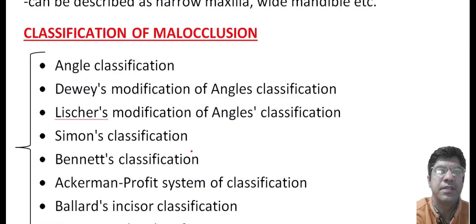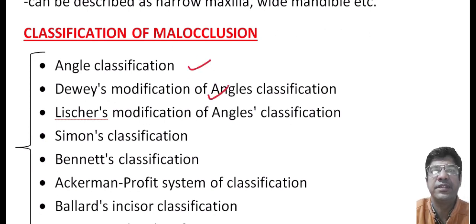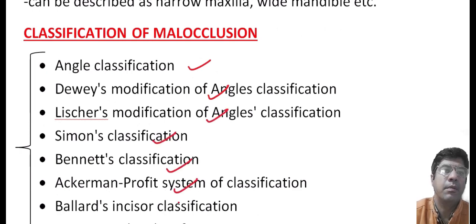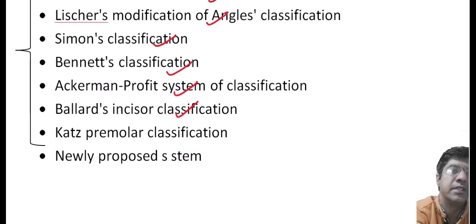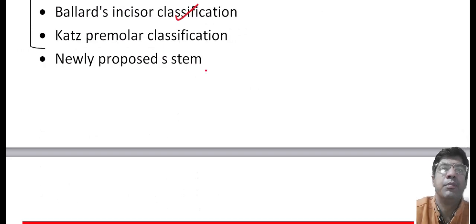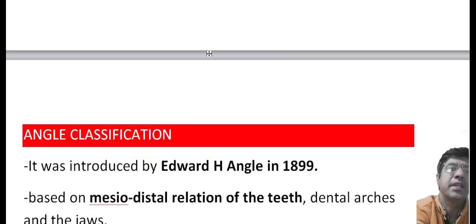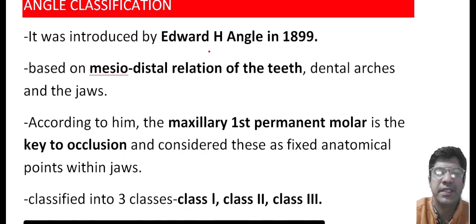Now let us discuss the classification of malocclusion. It can be Angle classification, Davis classification, Lischer, Simon, Bennett, Ackerman, Ballard, incisor classification, and the Katz premolar classification. The first is the Angle classification.